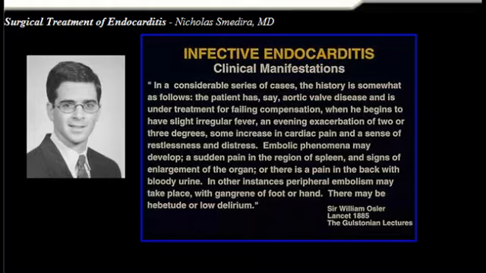Or there is a pain in the back with bloody urine, renal infarcts, emboli, or the glomerulonephritis associated with the immunologic phenomenon. In other instances, peripheral embolization may take place with gangrene of the foot or the hand. There may be hebetude or low delirium. This is a classic picture of somebody with endocarditis.